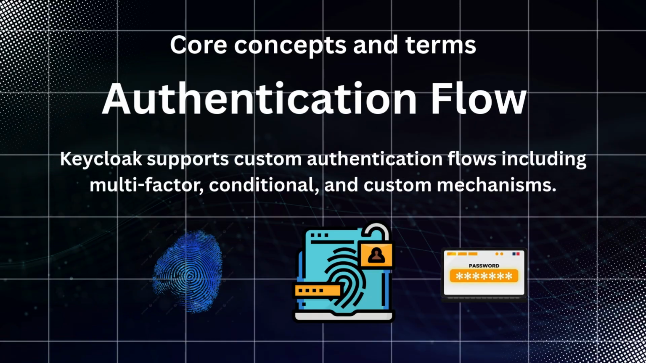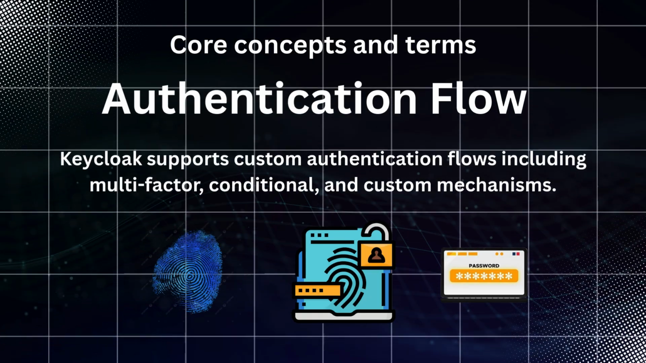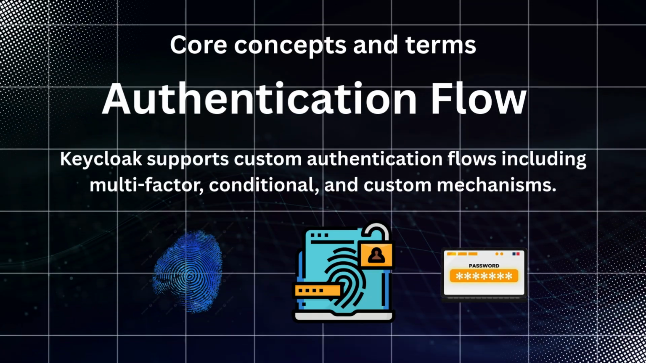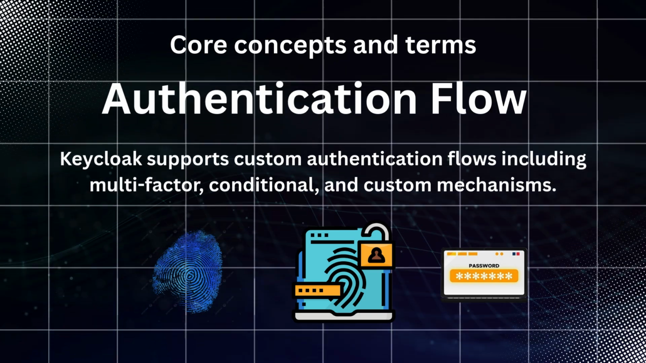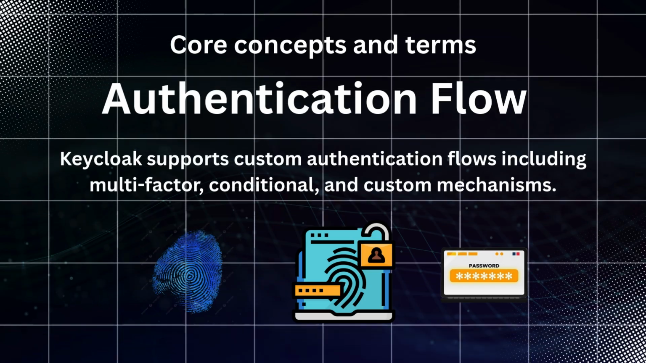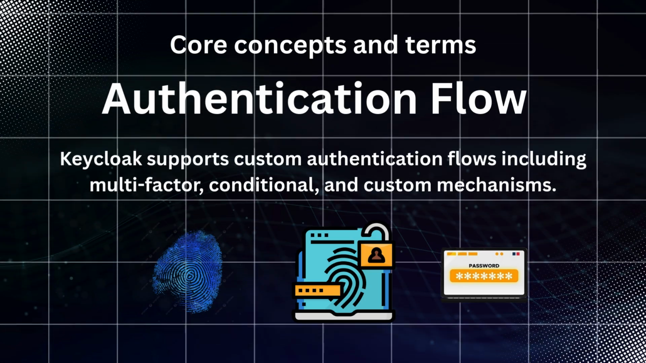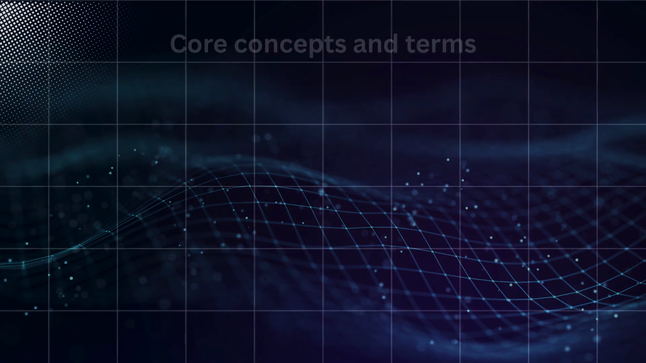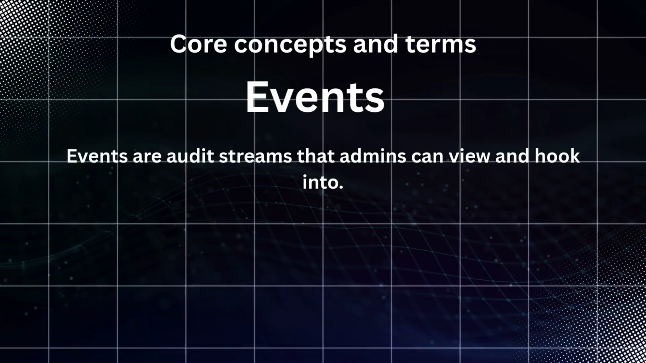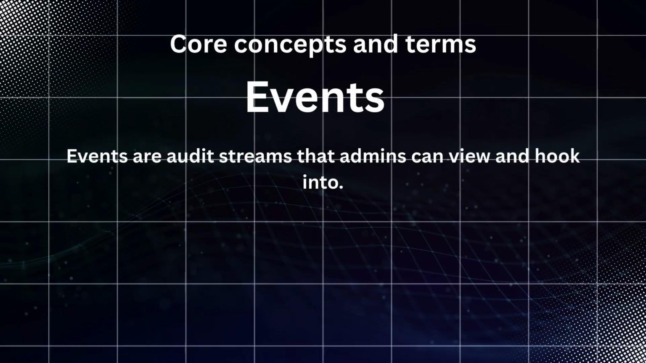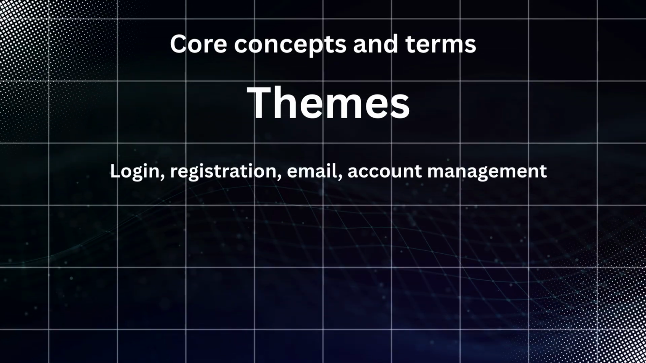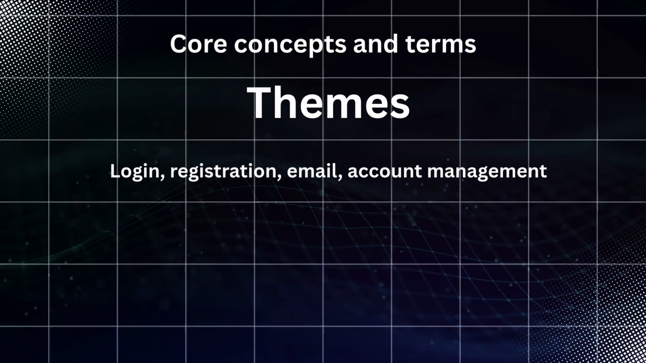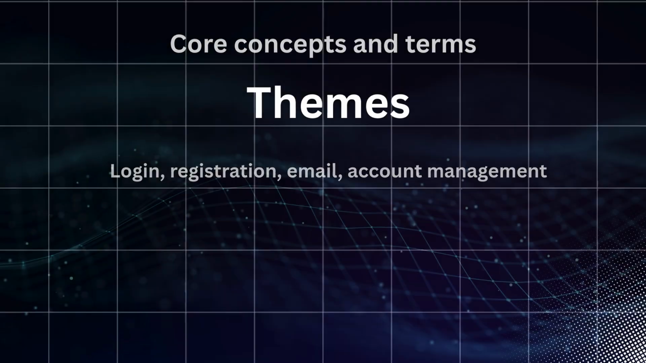Keycloak supports custom authentication flows, including multi-factor, conditional, and custom mechanisms. Flows are built from a series of authenticators like password, OTP, or conditional rules. Consider an example where an admin configures a flow where the user must enter a password, then receive a one-time code on their phone. Then we have events. Events are audit streams that admins can view and hook into. We have themes, where Keycloak's UI is fully customizable using themes for login, registration, email, and account management.